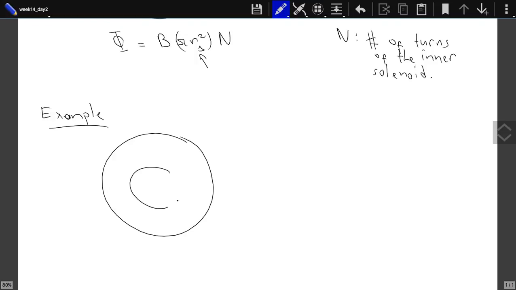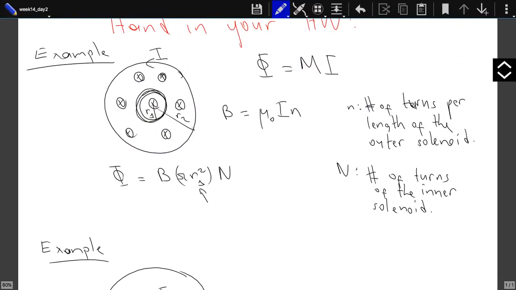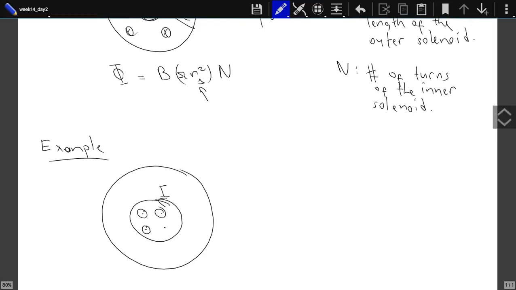So we have this outer solenoid, and now we have the inner solenoid, which carries this current I. So there is a magnetic field in the inner solenoid. Well, let me just correct this one. There is a magnetic field in the inner solenoid whose magnitude is mu0 I times n. This time n, let's say n inner, is the number of turns per unit length. Now here, B is 0.